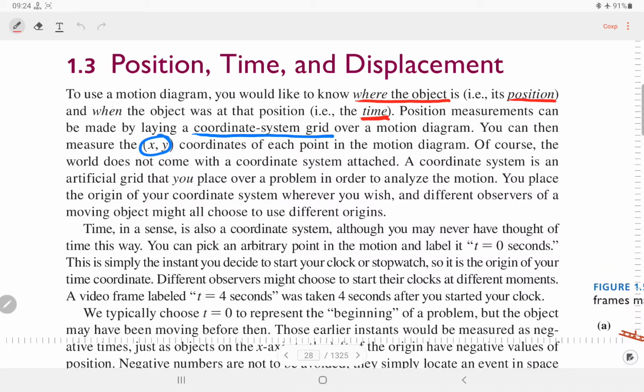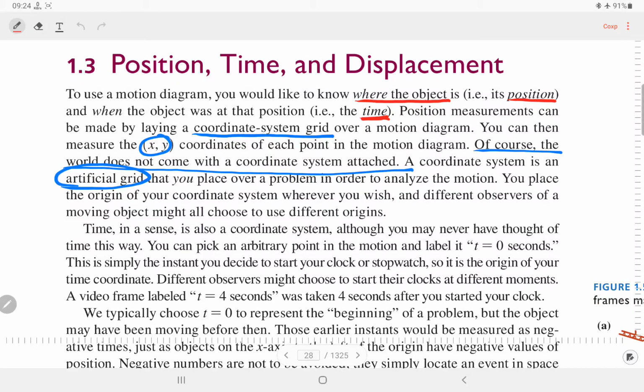Of course, the world does not come with a coordinate system attached. This part is very important. In our real life, there is no coordinate system attached. We don't see it in real life, yes? What does it mean? A coordinate system is an artificial grid. It's artificial. It doesn't exist in real life.